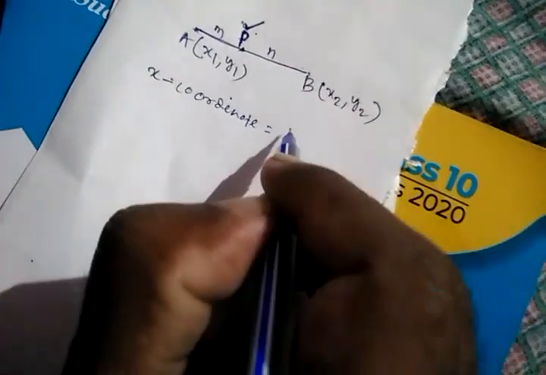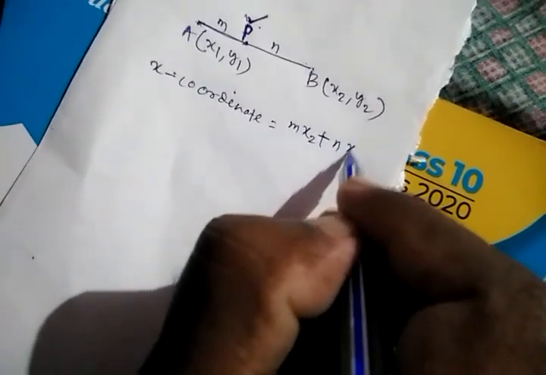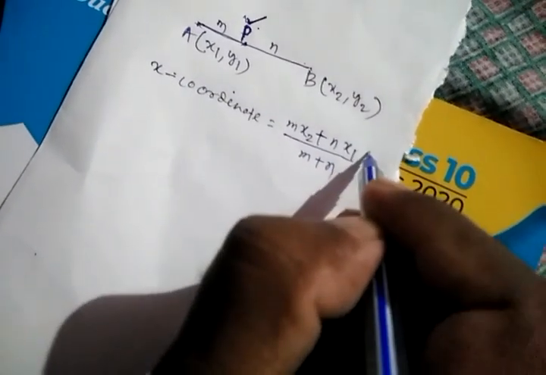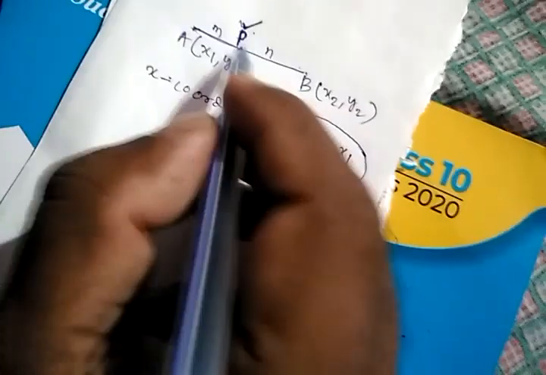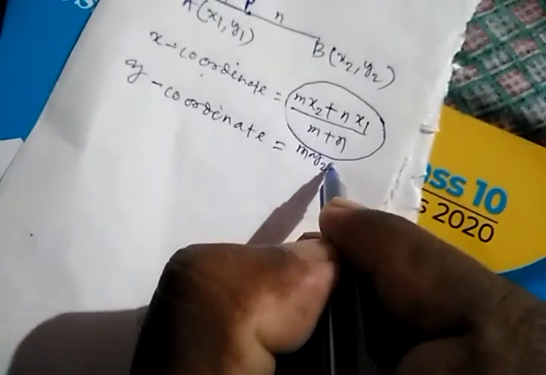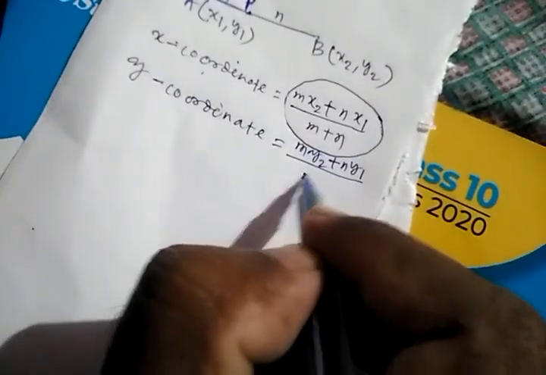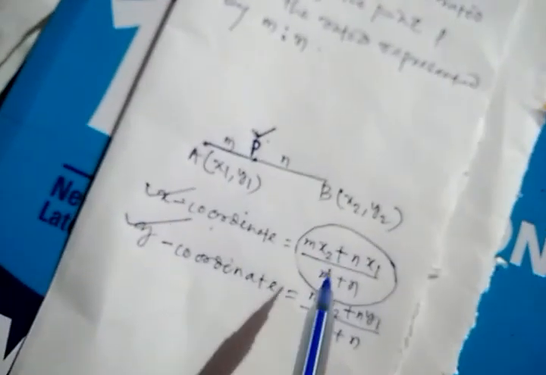The formula for the x coordinate is mx2 plus nx1 by m plus n. This formula we will take to find the x coordinate. Similarly, the formula to find the y coordinate is my2 plus ny1 by m plus n, and these two formulas are called the section formula. What do you say? These two formulas are called section formula.